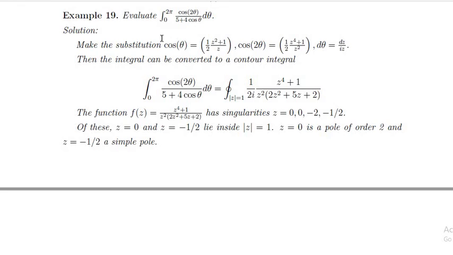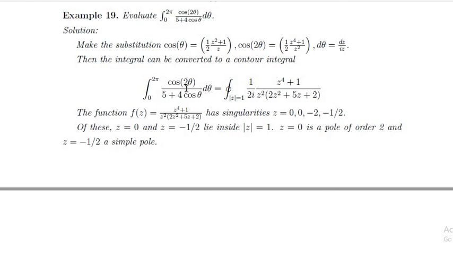Consider the second example. Evaluate integral 0 to 2 pi cos 2 theta divided by 5 plus 4 cos theta d theta. Give the substitution. Cos theta becomes z square plus 1 by 2z. Cos 2 theta becomes z raised to 4 plus 1 by 2z square, d theta is dz by iz. Substitute all this in the given integral.